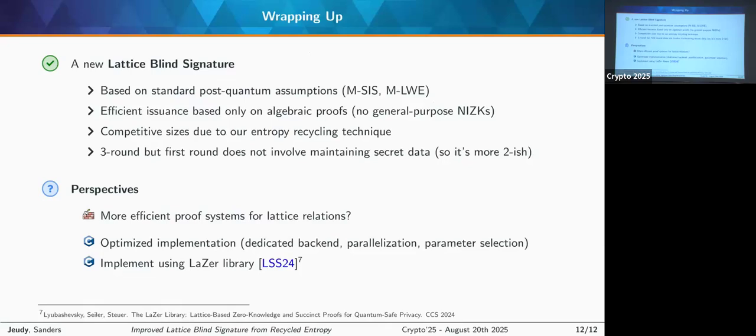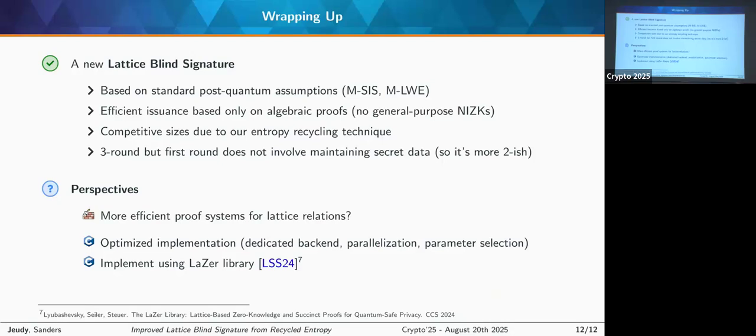And this is all I wanted to present today regarding this paper. So to wrap things up, we provided a new blind signature based on well-known lattice assumptions like modulo SIS and modulo LWE. We have an efficient issuance process by only relying on proofs of algebraic relations. We reach competitive sizes thanks to our entropy recycling technique, which diminishes the impact of the zero-knowledge proof component.